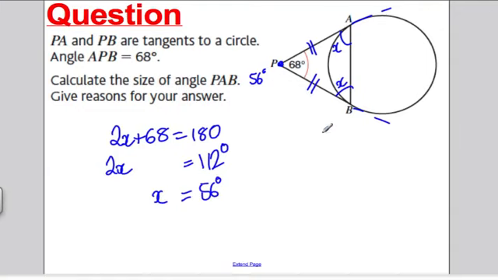Move straight on to the next video now, which is going to be all the past paper questions on circle theorems, and you should be able to answer them all using the knowledge you've learned in this video.